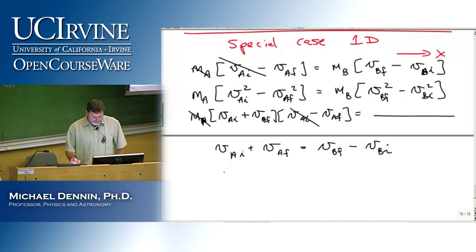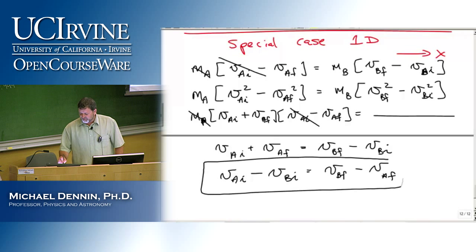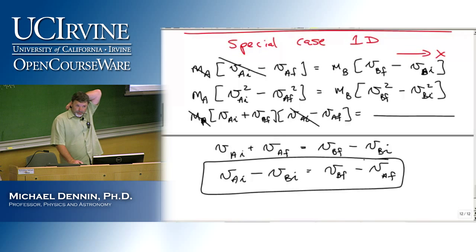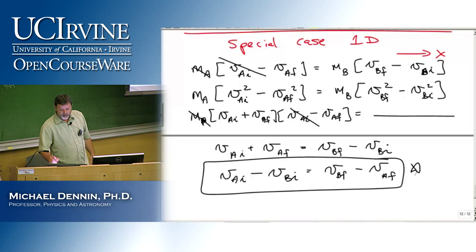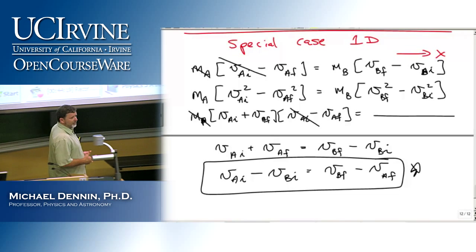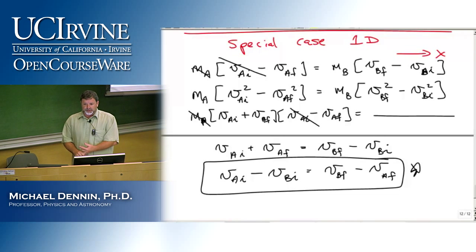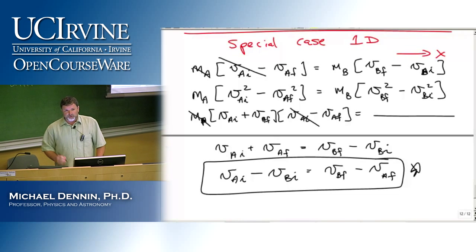Which, if I reorganize as before, so this is one of the few equations that's not on my formula sheet, but it is useful to know. It's not on the formula sheet because it's an incredibly specific situation. If I have an elastic collision in one direction, one dimension, I get to use this.